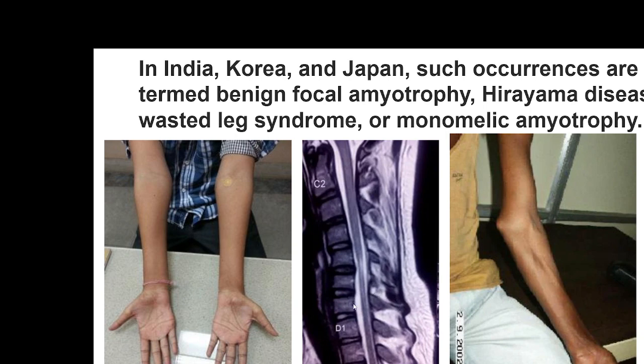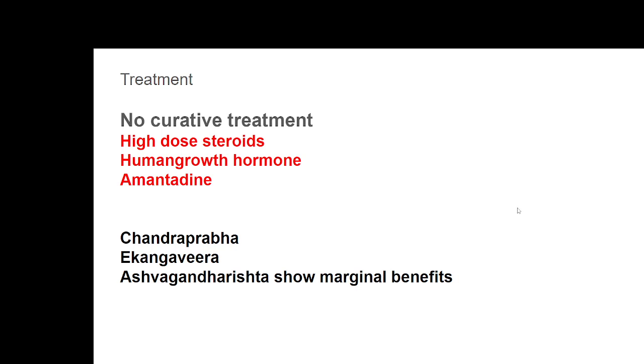I think we have treated a good number of such patients, where the patient may have been diagnosed as spondylitis with the MRI scan, but it may not be the real cause. There could be slight compression over the nerves, but that may not be the real cause of the neurological deficit as such. And this is also called focal amyotrophy or the same focal muscular atrophy or Hirayama disease or wasted leg syndrome or monomelic amyotrophy. These are the different nomenclatures used as such.